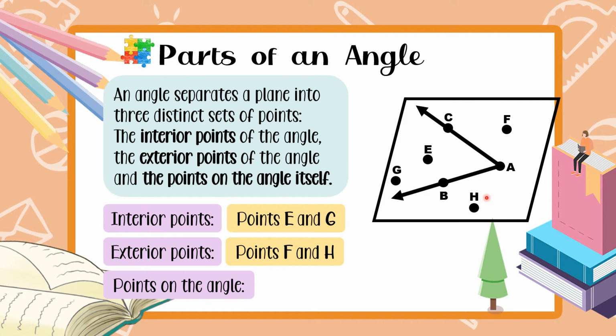And then, lastly, we have points on the angle or yung nandun mismo sa angle. So, we have here angle CAB. Okay? This is your angle CAB. Ano-ano yung mga points on the angle? So, we have points C, A, and B. Okay? So, those are the three parts of an angle.